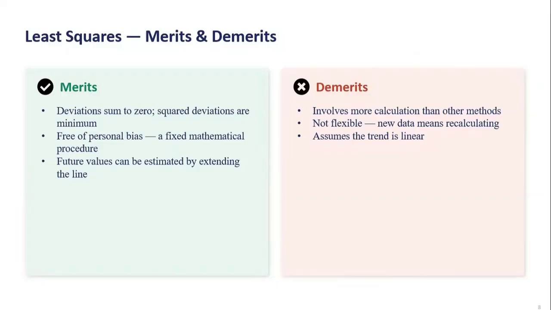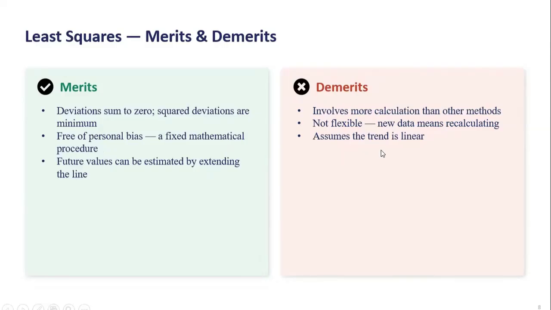Advantages of this method are deviations of actual values from the trend line sum to 0 and their squared sum is the minimum possible. It removes personal bias completely. It is a fixed mathematical procedure. We can extend the line to estimate future values.